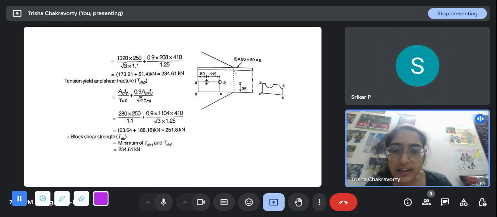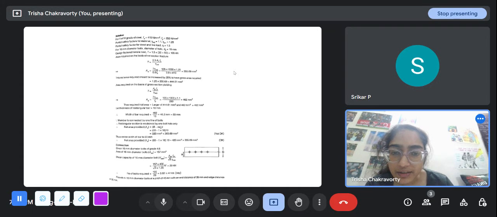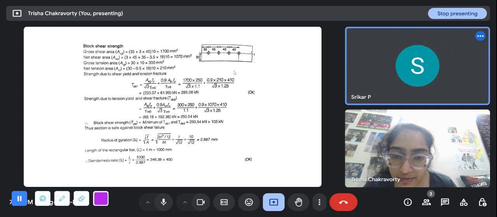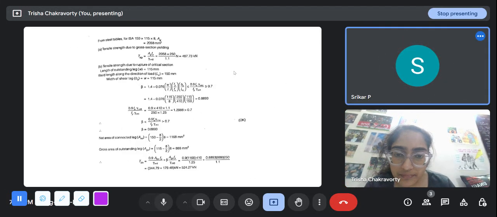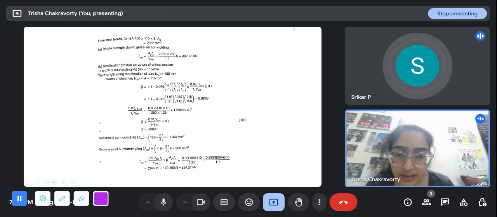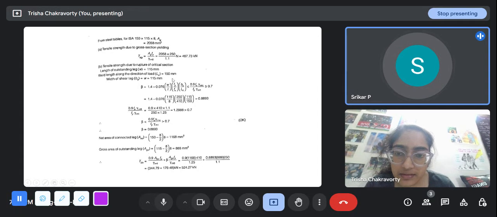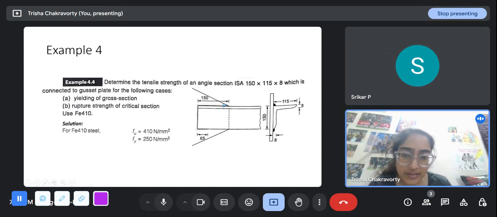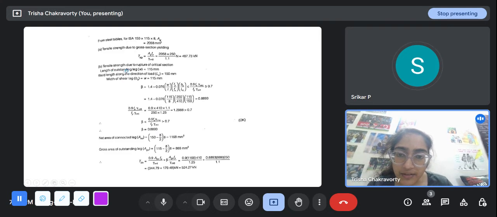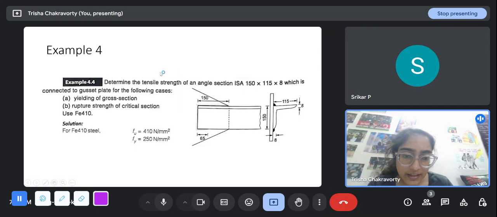You mean the shear lag LC value? Sorry, I was thinking just the length in tension. In general, length in tension they have considered the way you're showing, but the LC value is used only for shear lag. This is an angle. This is 150. The length of the outstanding leg is 115. Weld length along the direction of load is 150 millimeters. So LC they're taking as 150 millimeters.